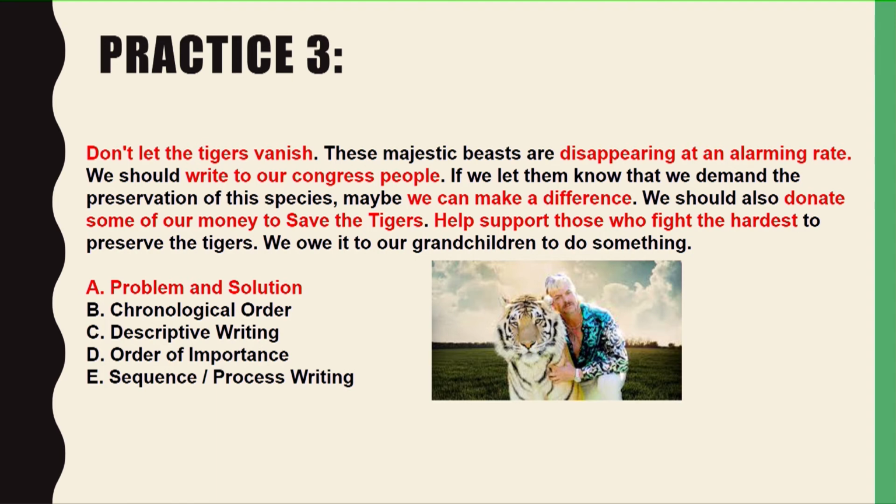Hopefully you said A, problem and solution. Here it clearly states in the very first sentence that we have an issue. The tigers are vanishing. They are disappearing at an alarming rate. This is our problem. Now, what's the solution here? 1, we could write to our congresspeople. That can help make a difference. You could also donate some of your money to Save the Tigers organization and help support those who fight the hardest to preserve the tigers.